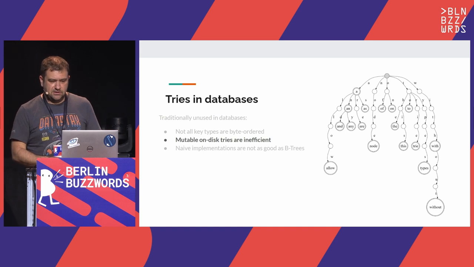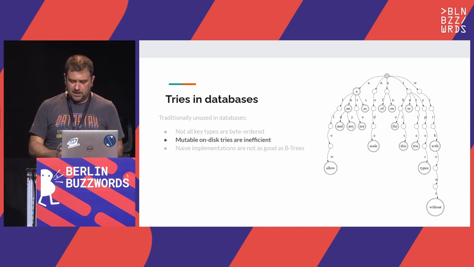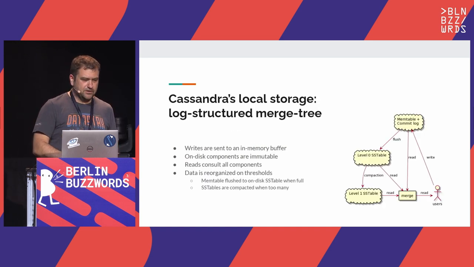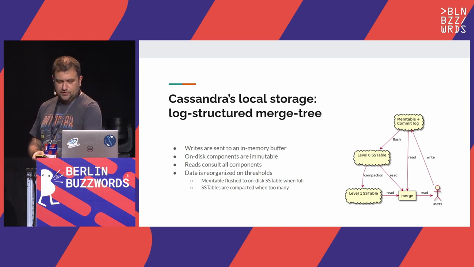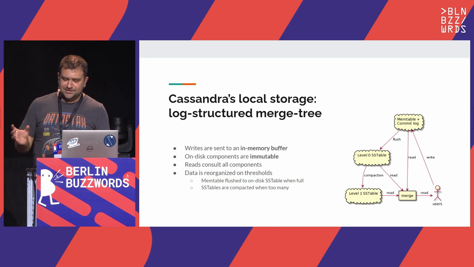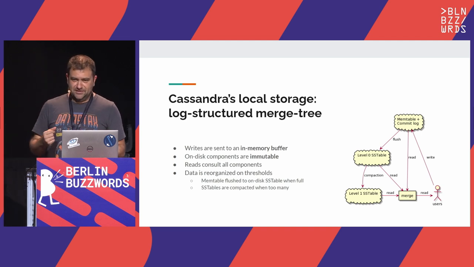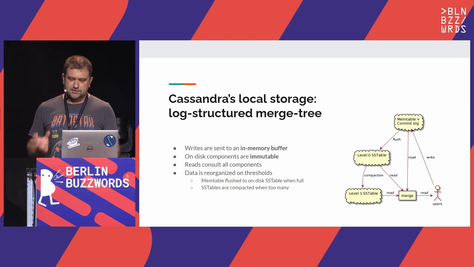What about the mutable on-disk tries? We are using Cassandra, and Cassandra is a database that relies on a log structured merge tree. Two features of the log structured merge tree are really important. When somebody writes a piece of data in Cassandra, we first put it into an in-memory buffer, which we call the memtable.